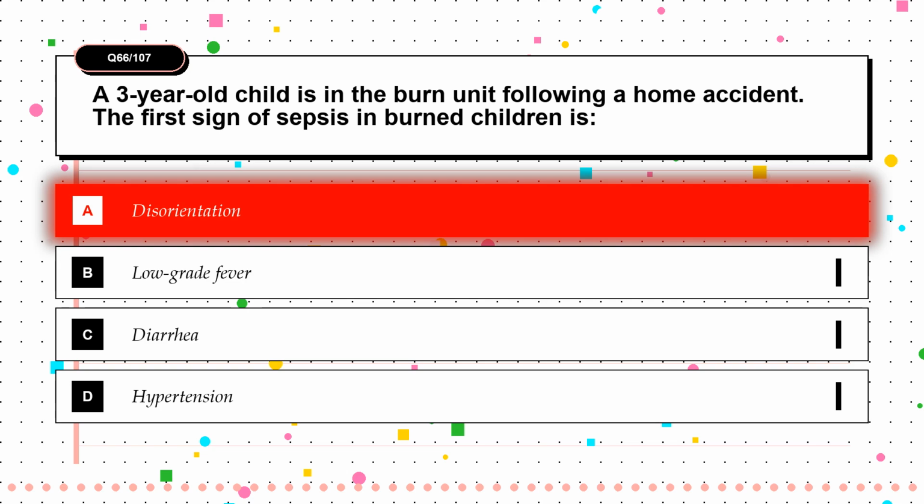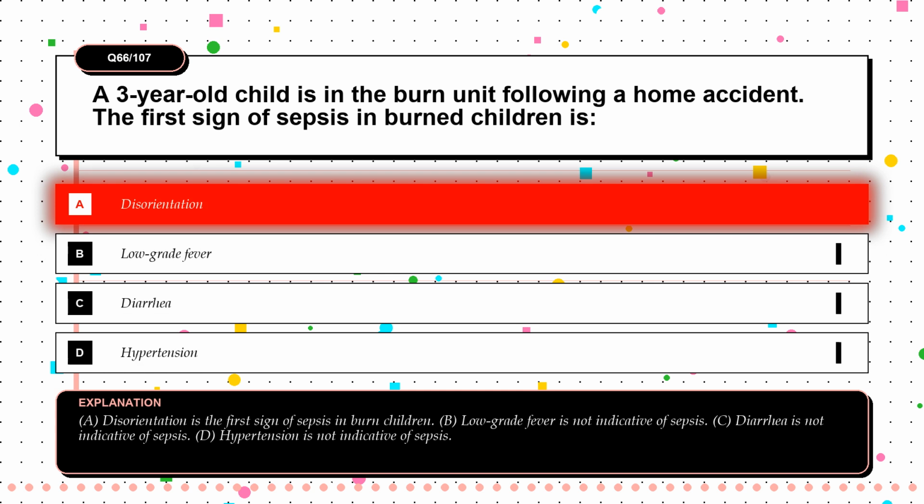The correct answer is option A. Disorientation. Disorientation is the first sign of sepsis in burned children. B. The low-grade fever is not indicative of sepsis. C. Diarrhea is not indicative of sepsis. D. Hypertension is not indicative of sepsis.